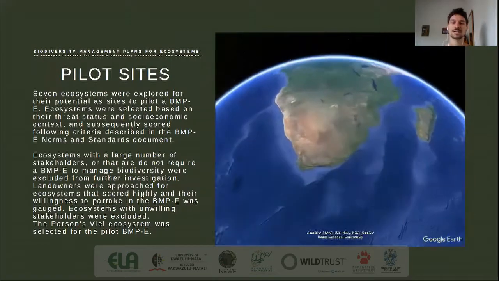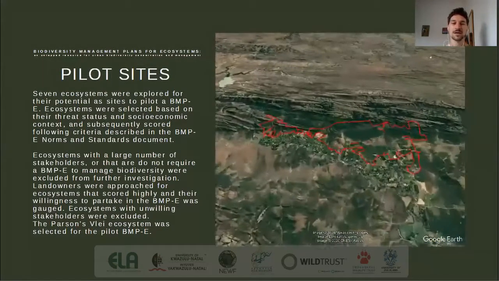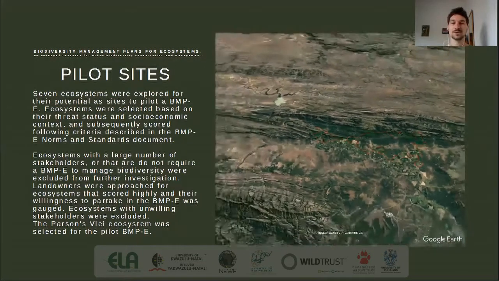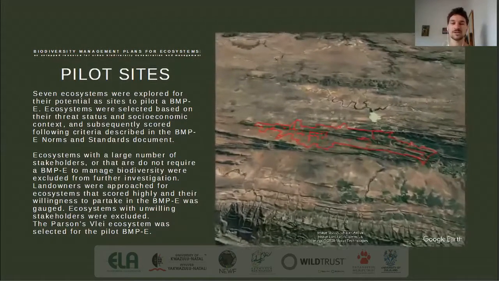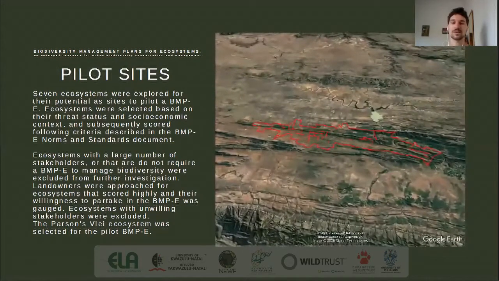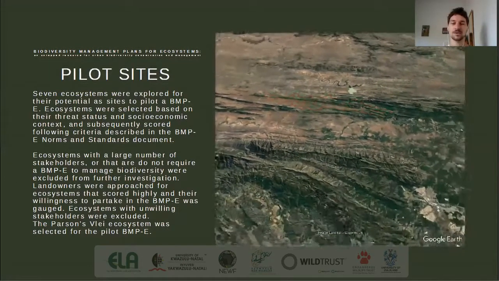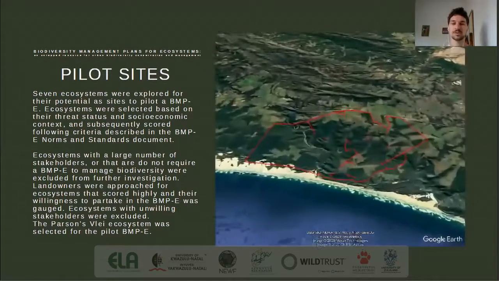So in order to pilot the BMP-E, we had to find a suitable ecosystem. We started looking at the Sundays thicket, but unfortunately there was poor stakeholder engagement, and we realized that it's unfeasible to do the work there. So we then looked at the Groot thicket, where there are fewer stakeholders, but again, we didn't have a local champion, so engagement was challenging. And during COVID, we decided to move somewhere a bit more accessible in Port Elizabeth.